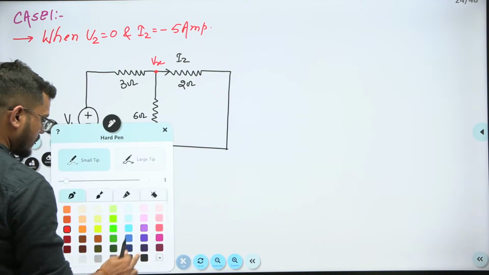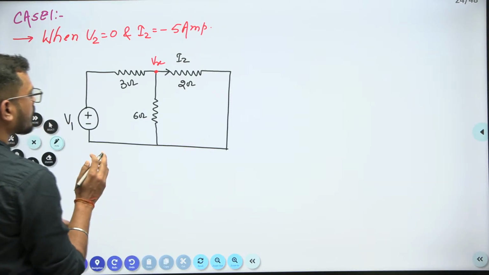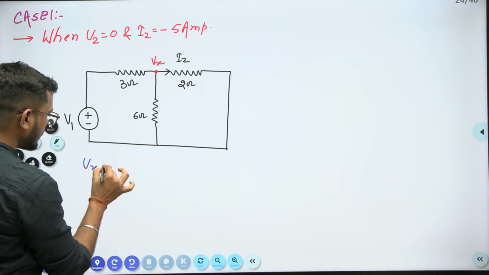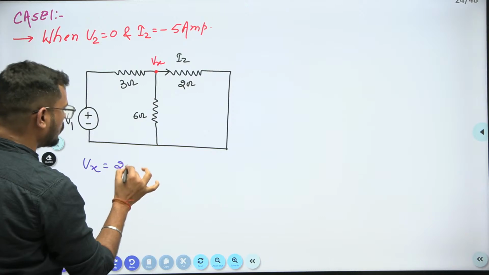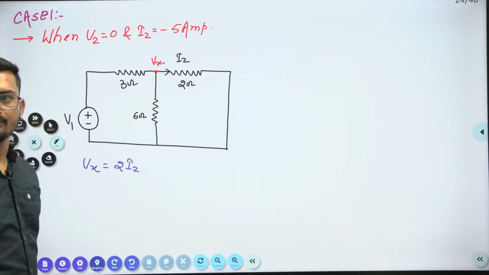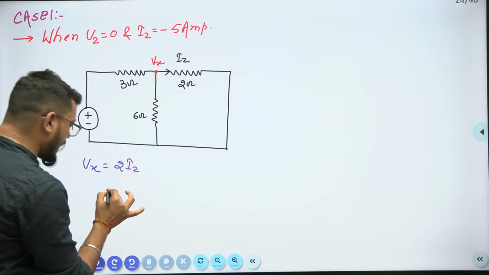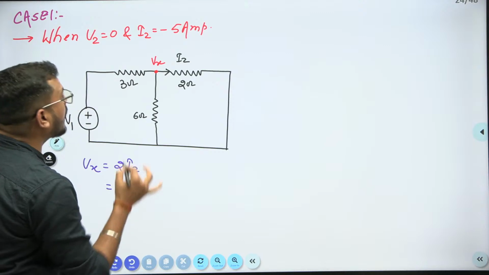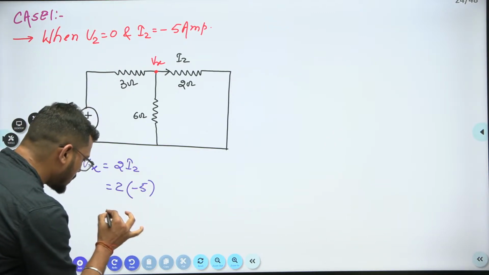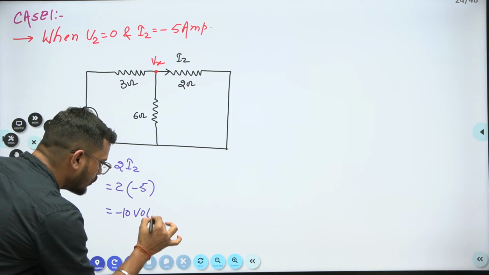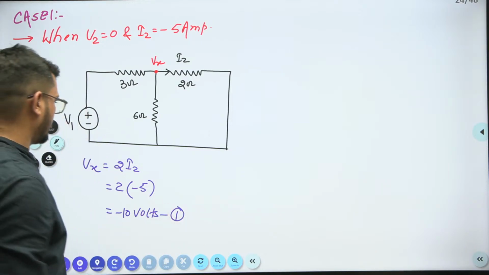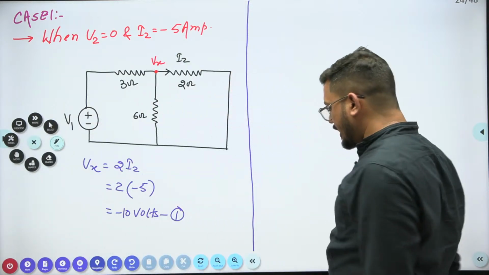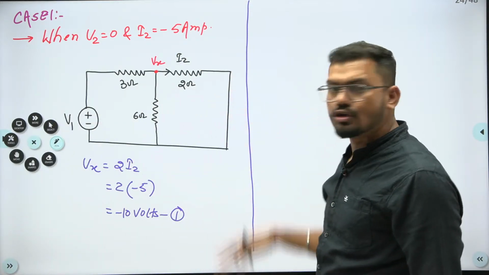Is it possible to find the value of Vx? Let us try. Vx is nothing but 2 into I2, and this I2 is given to you as minus 5. That's why we can write minus 10 volts, guys. And this is our equation 1. Is it clear to all? Yes or no? Respond, please.